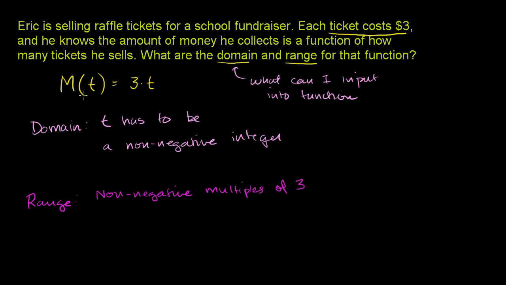He'll never be able to collect $2 because he could either sell 0 tickets and get nothing. Let me write this down. He might sell 0 tickets, so m of 0, he's going to get $0. If he sells 1 ticket, he's going to get $3. If he sells 2 tickets, he's going to get $6. So he's never going to be able to get 2 or 4. Every possible value for the amount of money he collects for our function has to be a multiple of 3. It's going to be a non-negative multiple of 3 because the domain is non-negative integers.